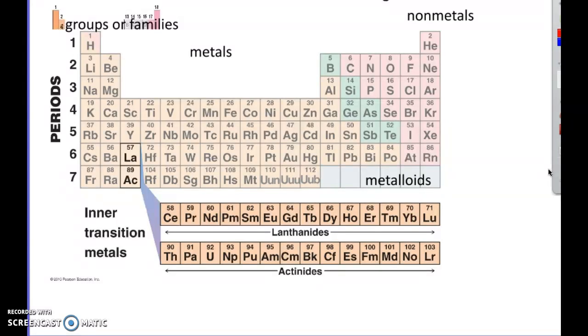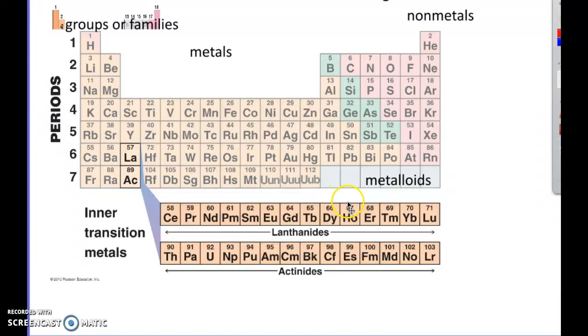On the other hand, the horizontal rows are called periods. The first row has hydrogen and helium on it, and that would be the first period. The second period would have 8 elements on it, starting with lithium and ending with neon. The third would have 8. The fourth would have 18, and the fifth would have 18. The sixth would actually have 18 plus these down here. So this row would go right there in the 6th period, and the 7th period would contain this one down here at the bottom.